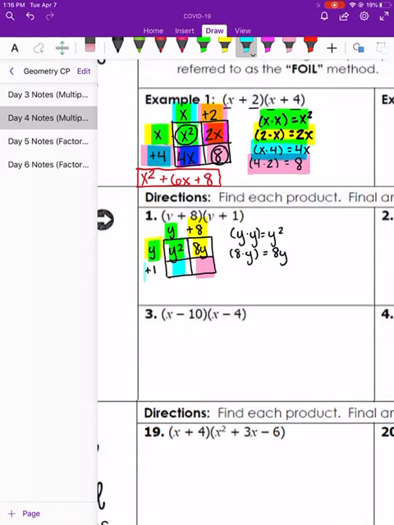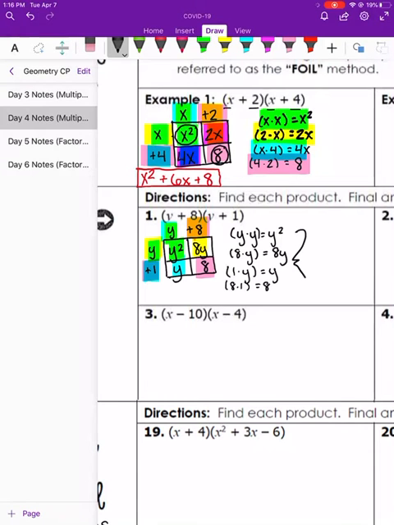Then for the blue, this plus 1 goes with the y. So 1 times y is just y. And then the very last one for pink is going to be this plus 8 and this plus 1. So 8 times 1 equals 8.